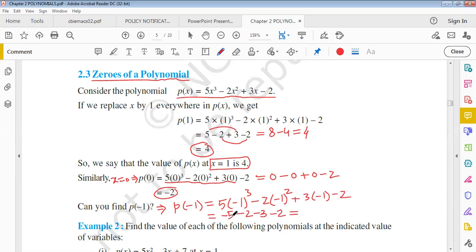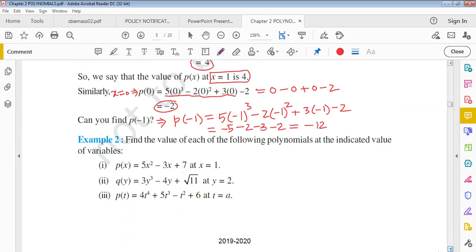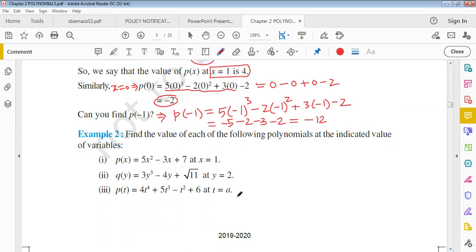Then what is 5 plus 2, 7, 7 plus 3, 10, and 10 plus 2, 12. As all the terms are negative, we are finding the value -12. In this way, we are finding out the value of the polynomial at the given value of x.